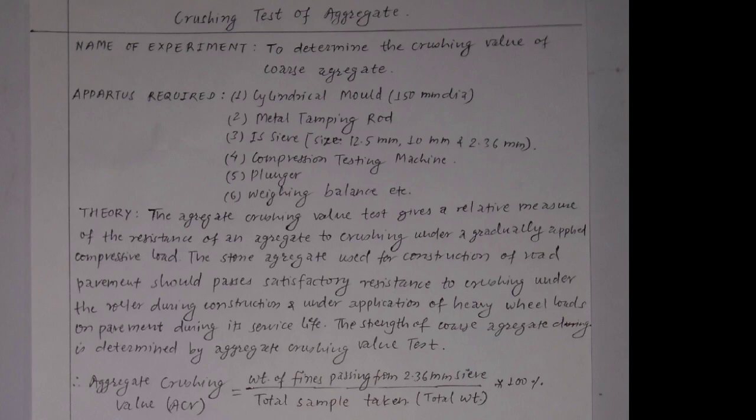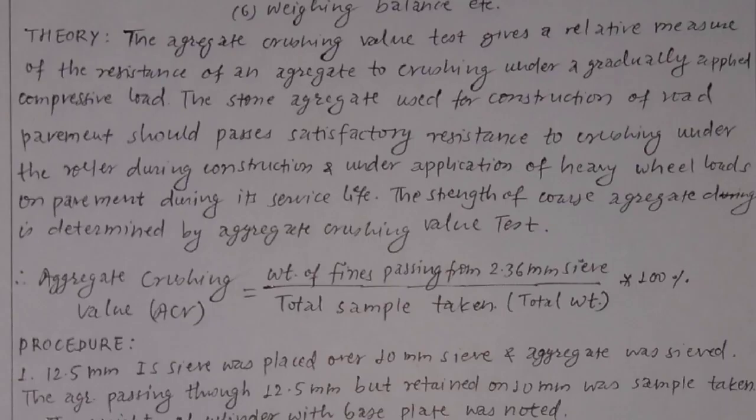The main theory of the crushing test of aggregate is that the aggregate crushing value test gives a relative measure of the resistance of an aggregate to crushing under a gradually applied compression load.